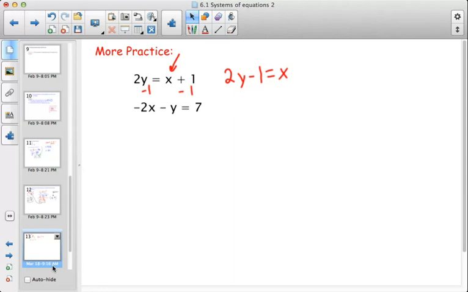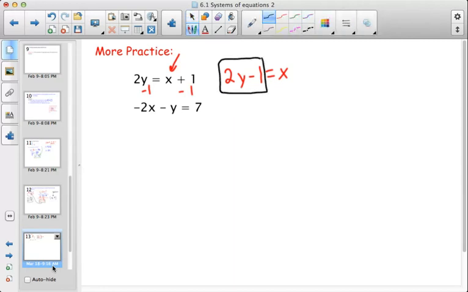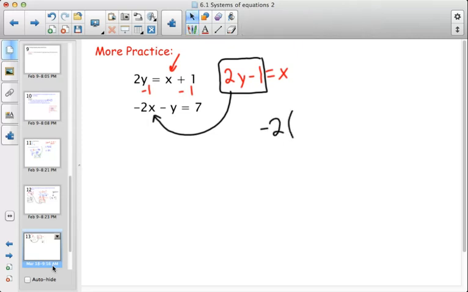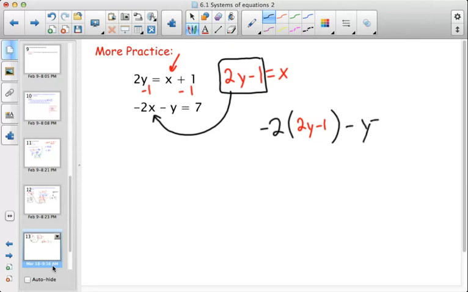And once we've done that, take whatever x is equal to, substitute that value into the other equation. Wherever you see an x, I'm going to put it right there, and then we just simplify. This is negative 2. Notice we're substituting an entire expression in this one, which makes it a little bit trickier, is equal to 2y minus 1. And then we got to subtract y is equal to 7, and now we just need to simplify the equation and solve it.